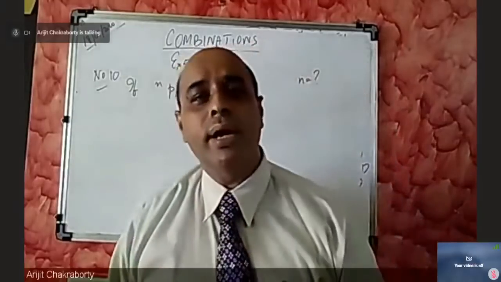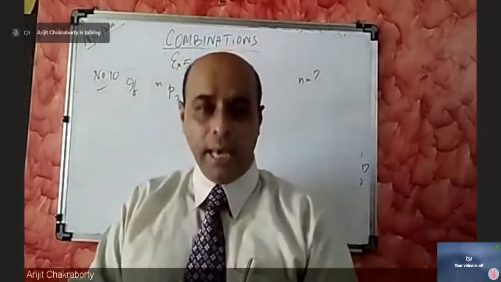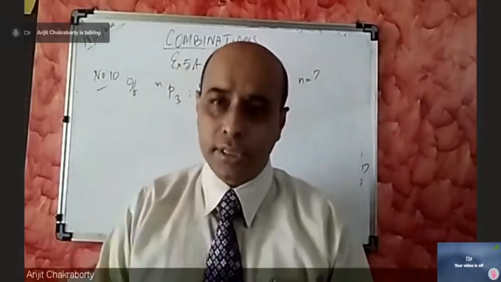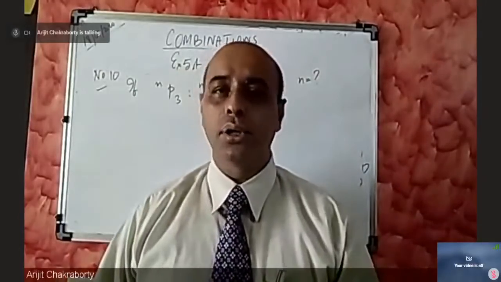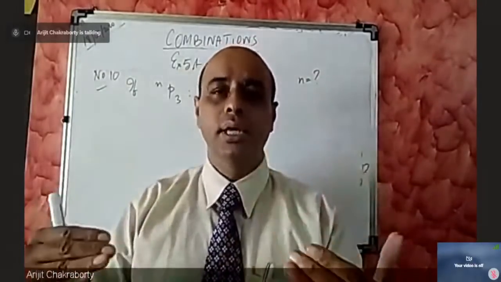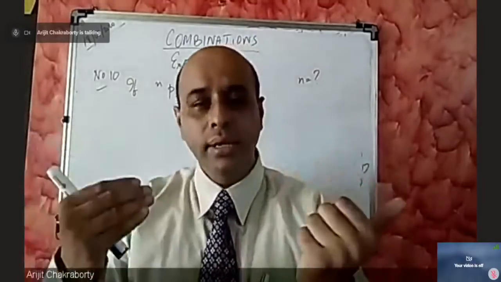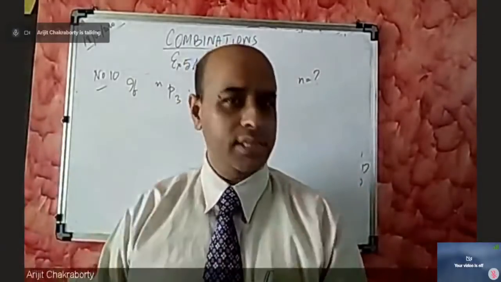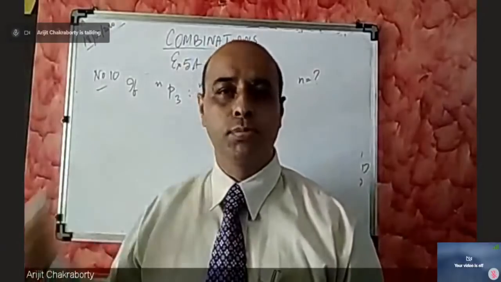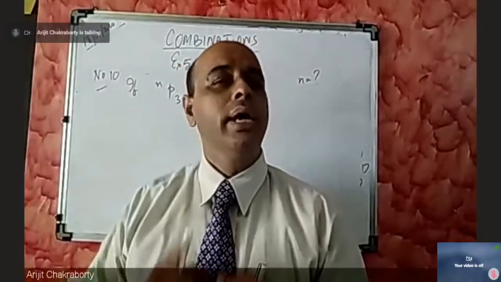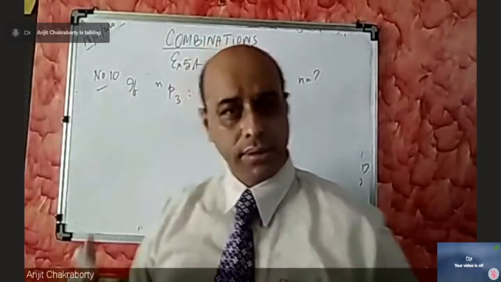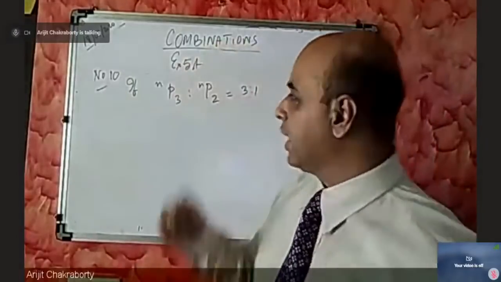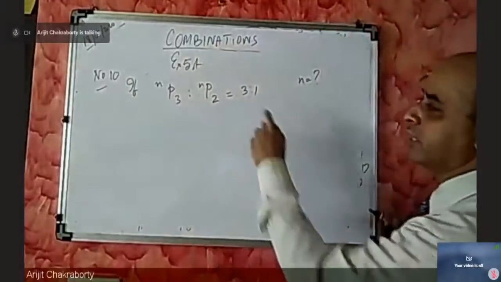So you see in mathematics, all the chapters are related, and ratio, proportion and indices build up the foundation on which the other chapters actually depend. So you need to be very strong on ratio, proportion and indices so that you are able to deal with any problems which can come from other chapters. So let's solve this. NP3 is to NP2 equal to 3:1.